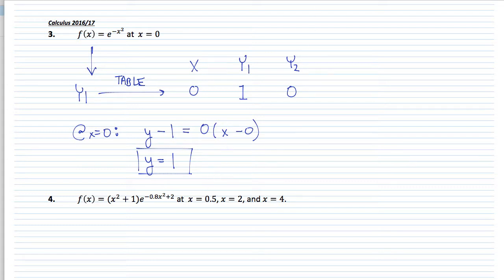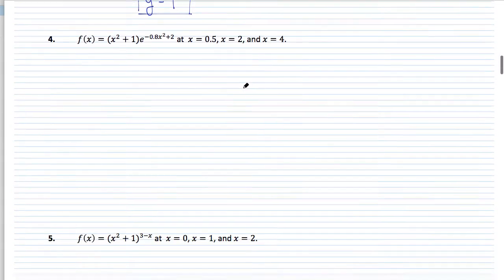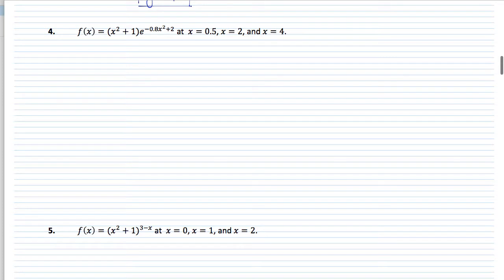Now, we can go on and do the exact same thing for question 4. So question 4, we'll change colors. We're going to put a different function in for y1. And we are going to, again, go to our table in ask mode. So we can put in our coordinates that we care about. And our table will look something like this.